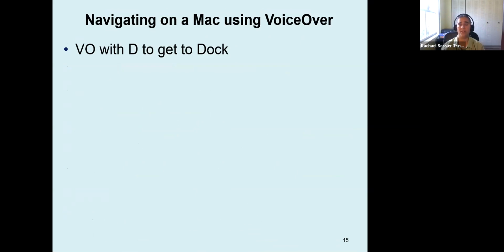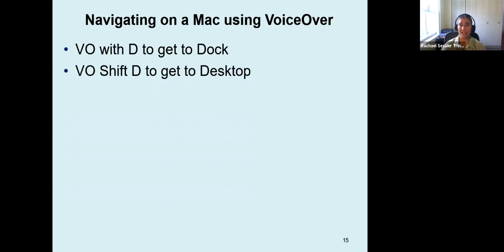You could start applications. So to get to the dock on a Mac, it would be VoiceOver with D. So again, it depends what you have your VoiceOver set to, but usually Control Option with the letter D. And then once you get to the dock, you could do usually either right or left by itself, but you could also do VoiceOver right and VoiceOver left to go between all the items on that dock.